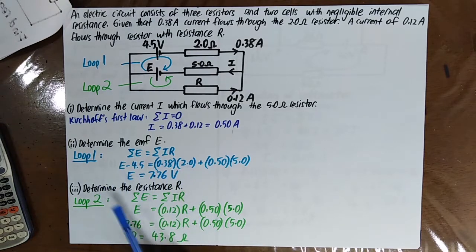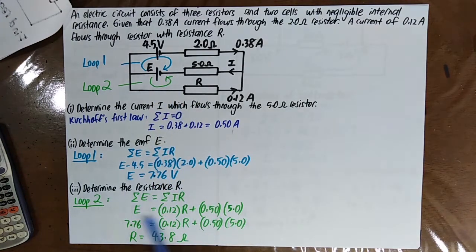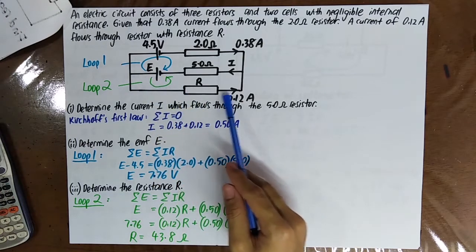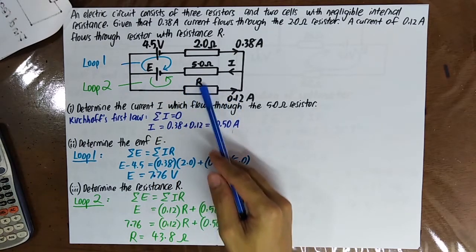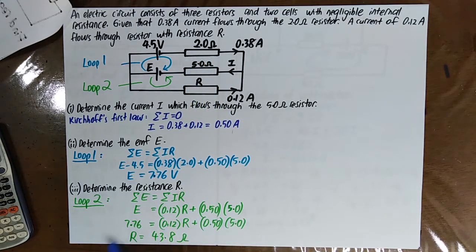Okay, and then you determine the resistance R. By using loop 2 and the Kirchhoff second law, you know that E is equal to 0.12 times R plus 0.5 times 5. Okay, therefore you can get R.